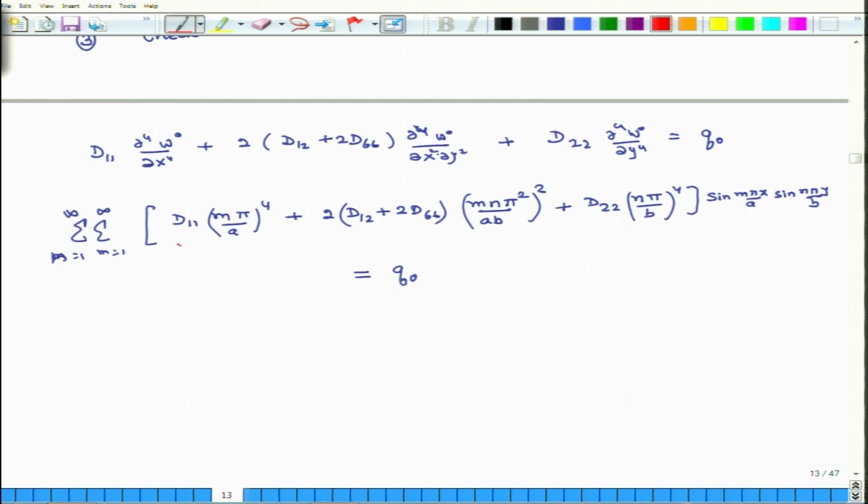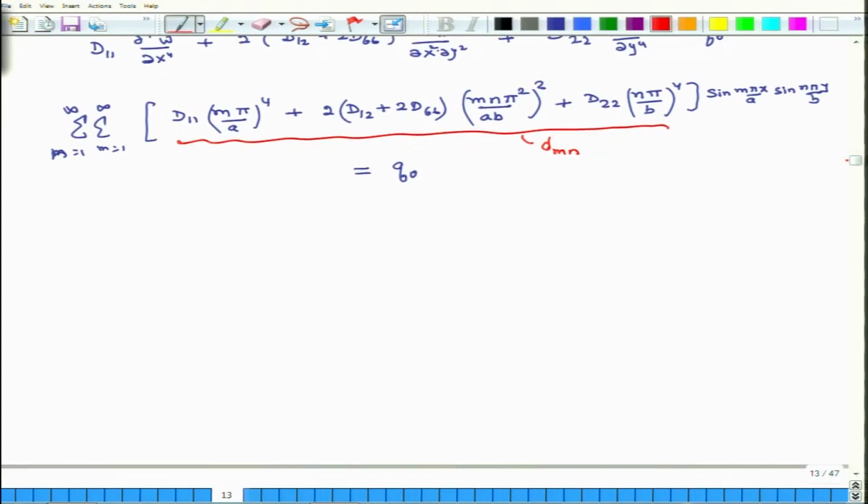What I will do is, this long expression I will call it Dmn, just to make our life easier, I do not want to write these long things. So, I will just rewrite this equation very quickly again: Dmn sin m pi x over a sin n pi y over b is equal to q naught.